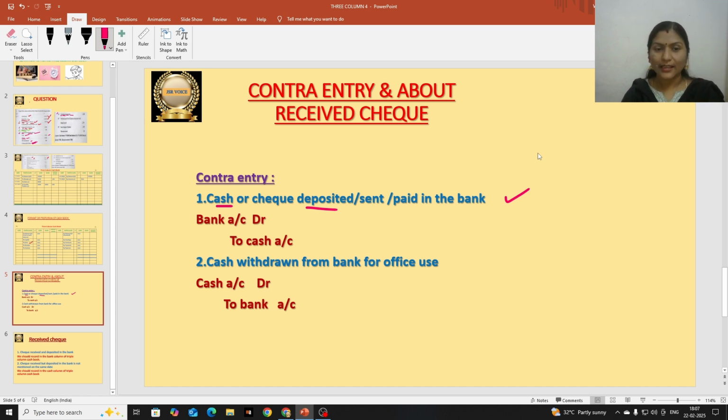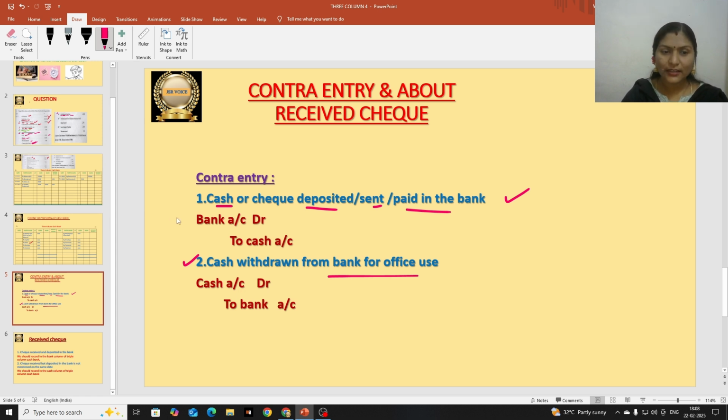There are 2 contra entry transactions. First one is cash or check deposited, sent or paid into bank. Second one is cash withdrawn from bank for office use. These 2 are contra entry transactions. If you observe any one or both in the 3-column cash book, each transaction will be recorded 2 times compulsorily. Now we have this first contra entry transaction in our question. So we are going to write 2 times. And how to record 2 times? With the help of the journal entry.